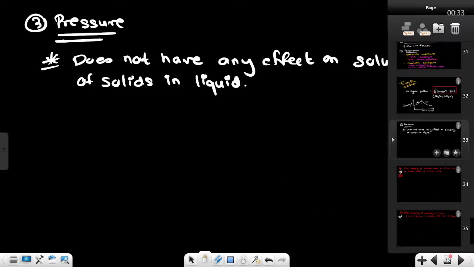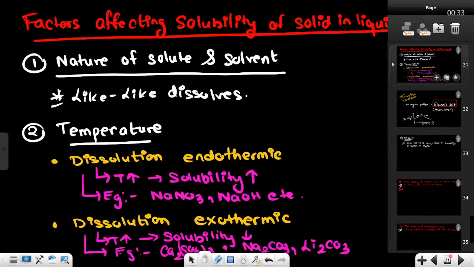So let us stop here for today. In the next lecture we will be discussing the solubility of gases in liquids, and that is going to be a very important part of this chapter.